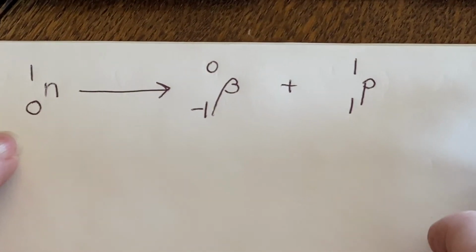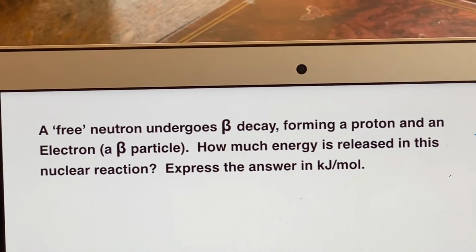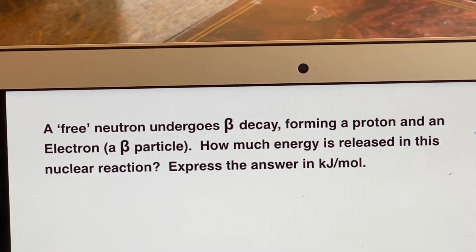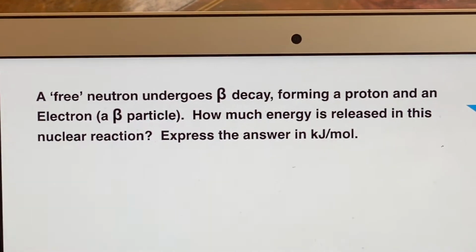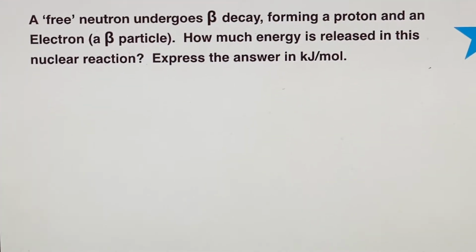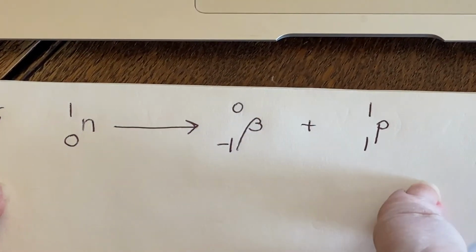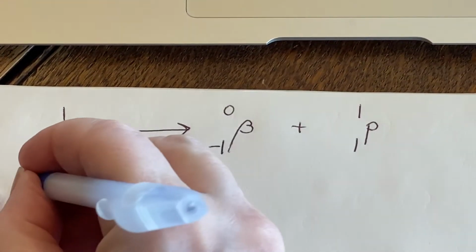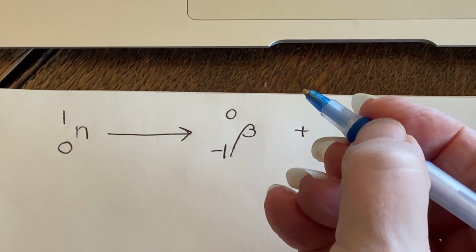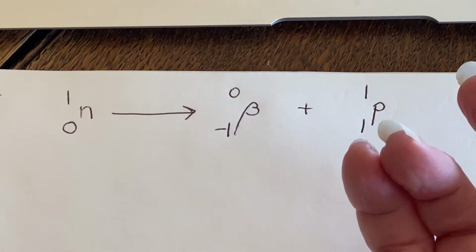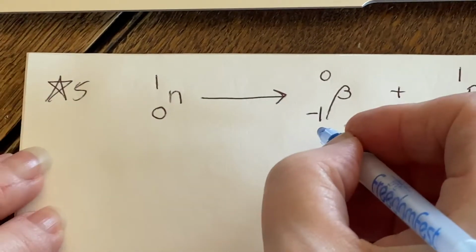Makes perfect sense. They want to know how much energy is released in this nuclear reaction. And once we figure it out, they want it in kilojoules per mole. This thing has been pulled apart. This is a binding energy problem. So binding energy comes from what? It comes from the mass deficit. So I need to figure out what the masses are here.